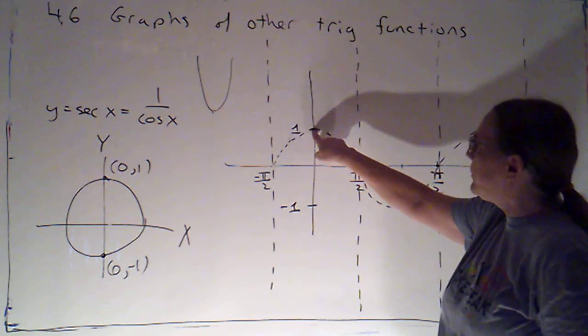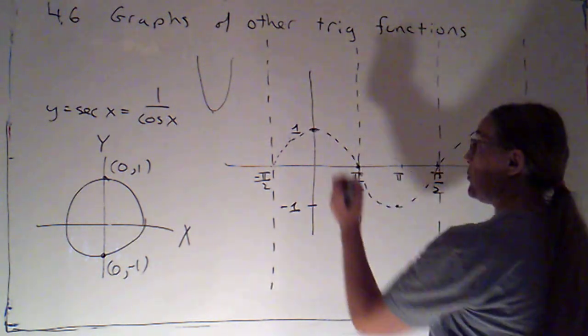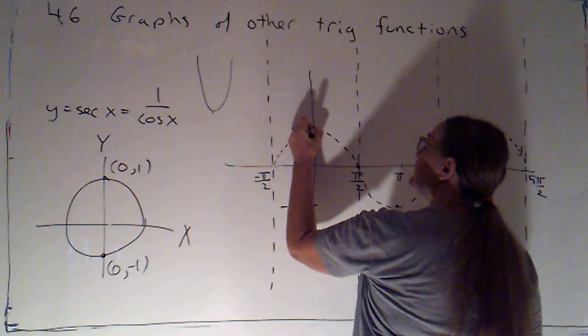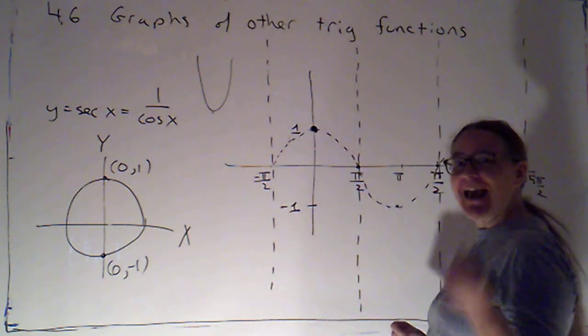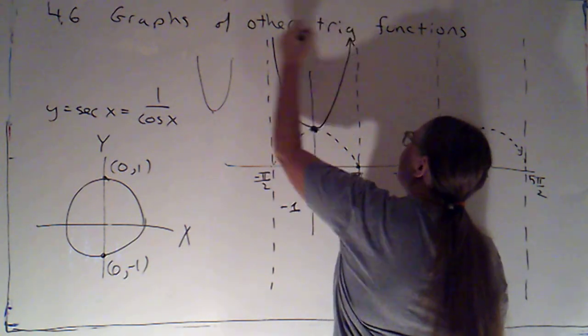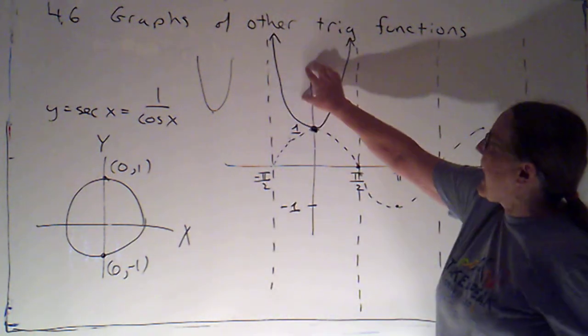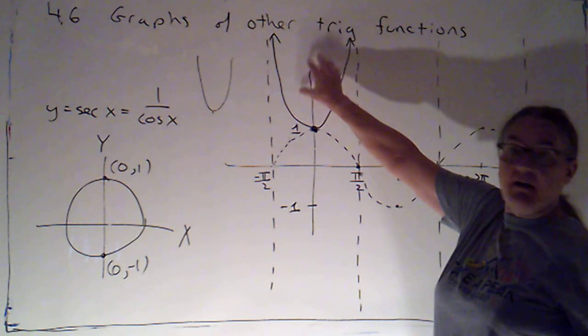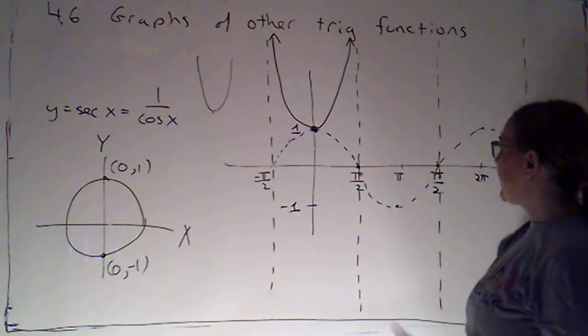So what's the reciprocal of 1? Well, the reciprocal of 1 is 1. So this point is going to be on the graph of both cosine and secant. And I'm going to have something like this for my graph of secant.